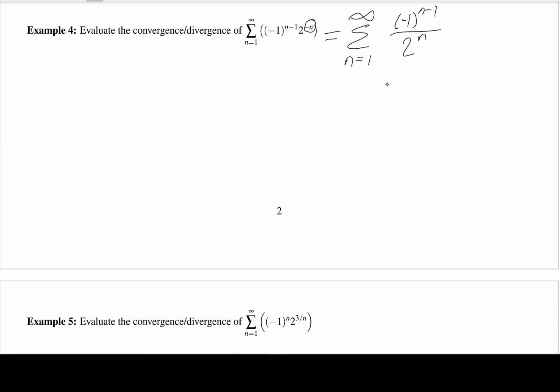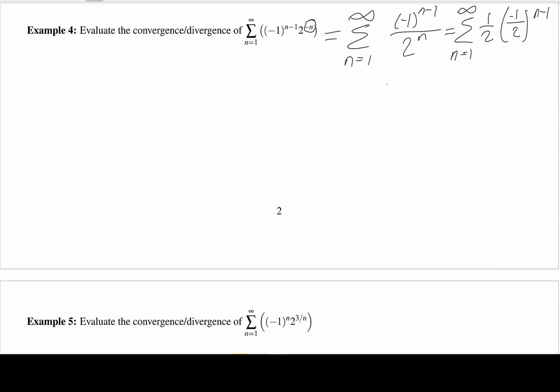And so here what we have is that this would be equal to the sum from n equals 1 to infinity of, well, remember, we're starting at n equals 1, so we want this to be in the form of a times r to the n minus 1. So we'll call this 1/2 times -1 over 2 to the n minus 1. And so we know that this is going to converge because r is equal to -1/2, and so its absolute value is less than 1.